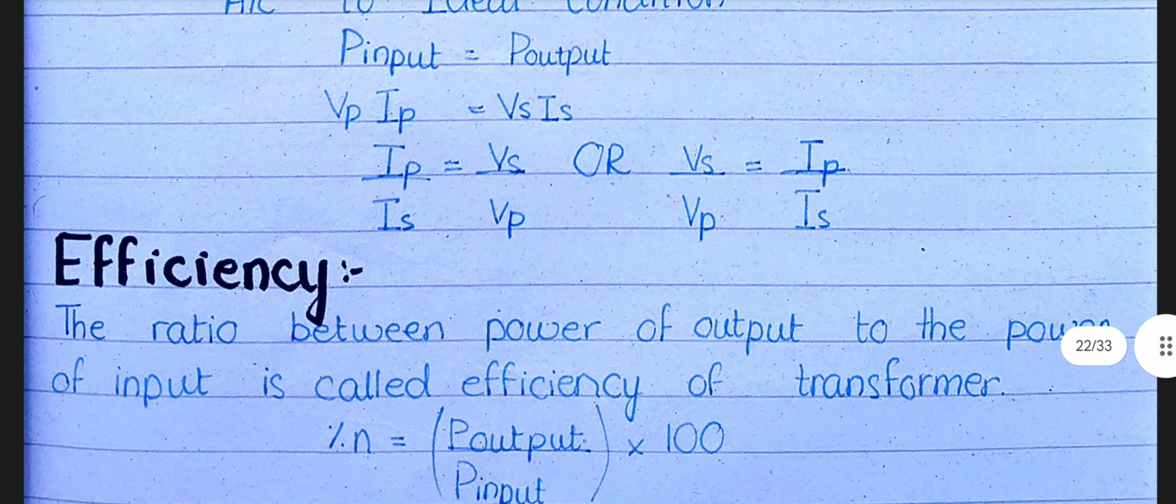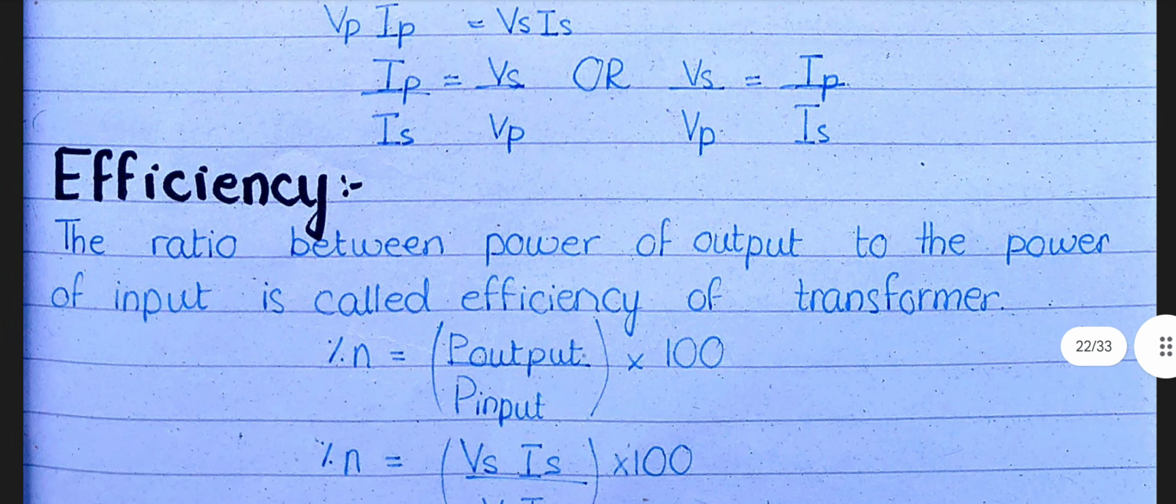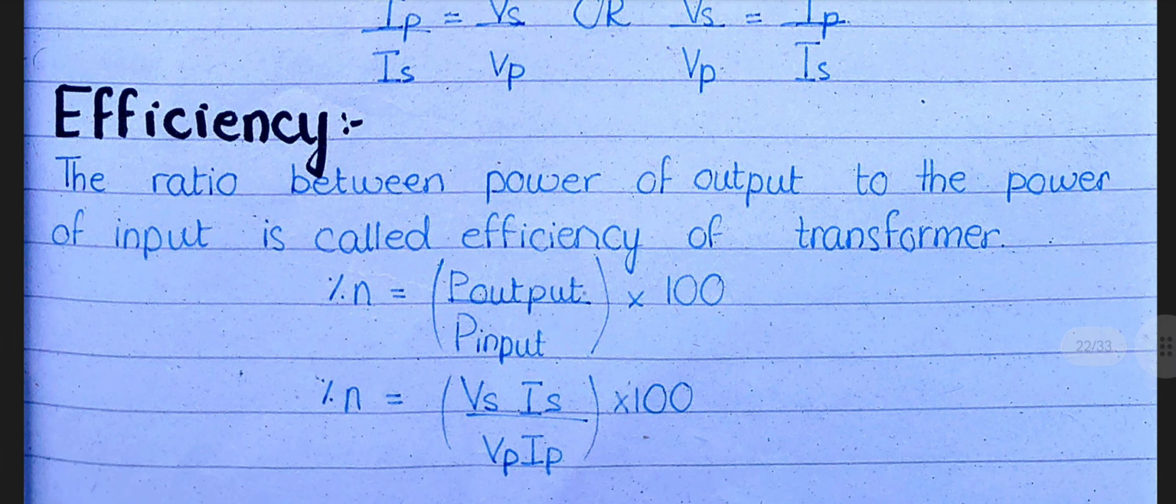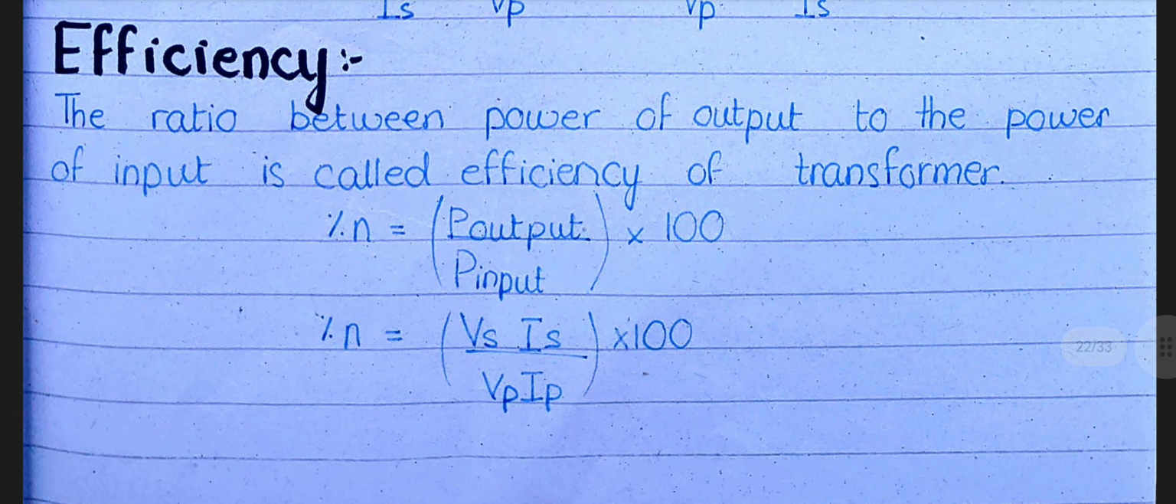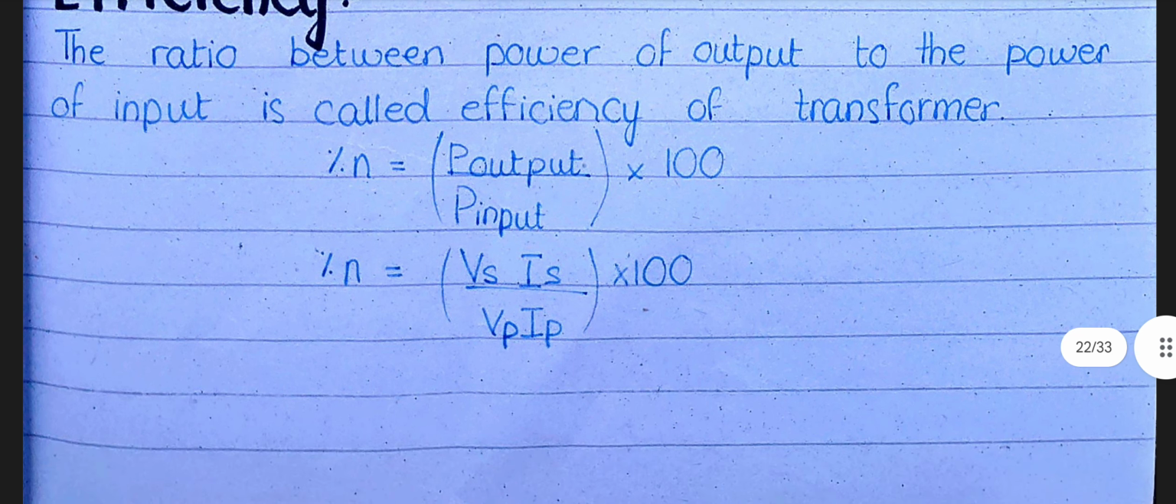Efficiency. The ratio between power of output to the power of input is called efficiency of transformer. Percentage eta is equals to P output upon P input multiplied by 100. Percentage eta is equals to VsIs upon VpIp multiplied by 100.